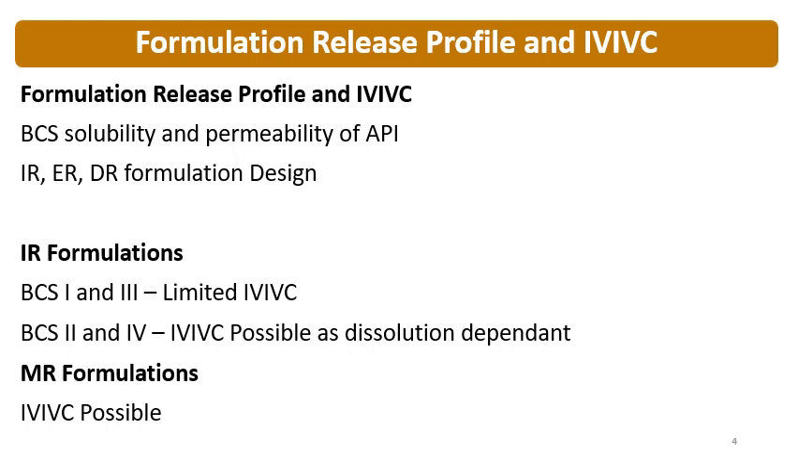cases, because BCS class 4 type of APIs are low soluble and low permeable, and it is very difficult to understand the relationship between the dissolution, solubility and permeability versus the in vivo plasma concentration. So for class 4 type of APIs, IVIVC can be limited.